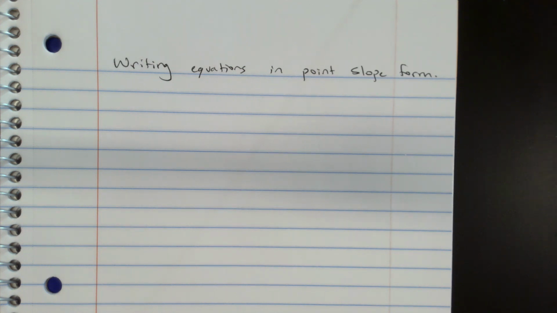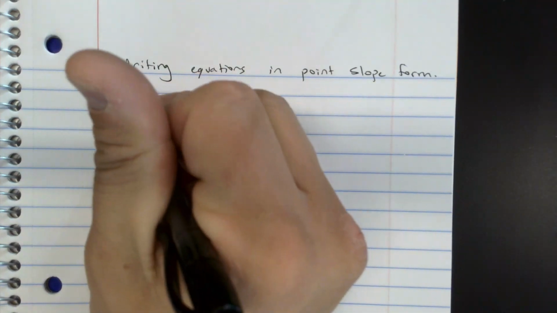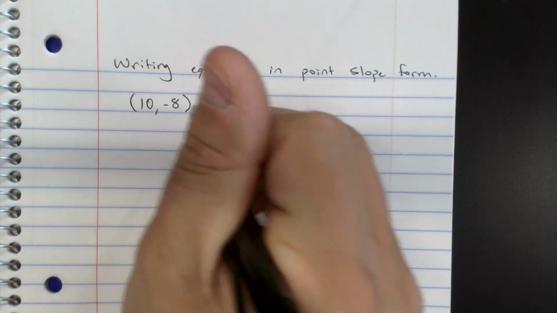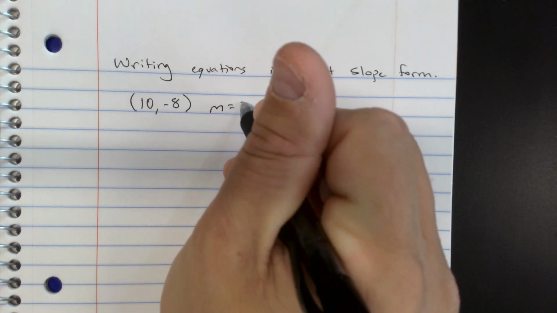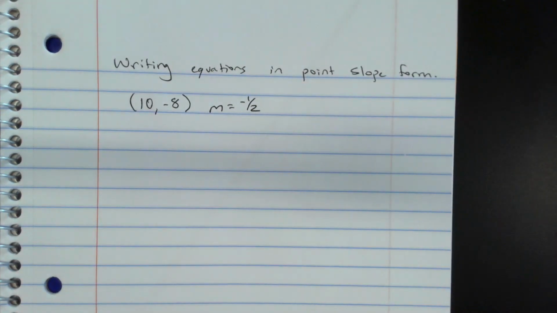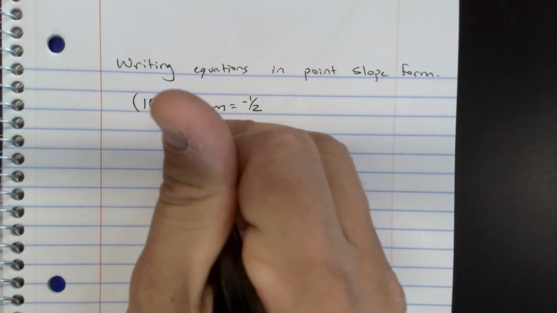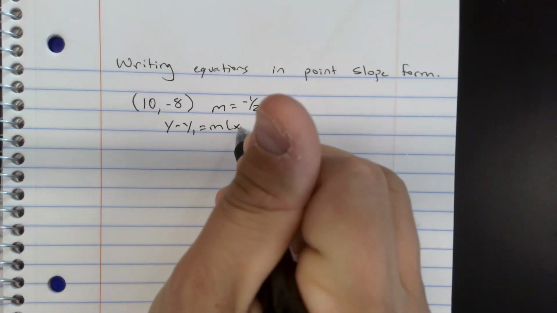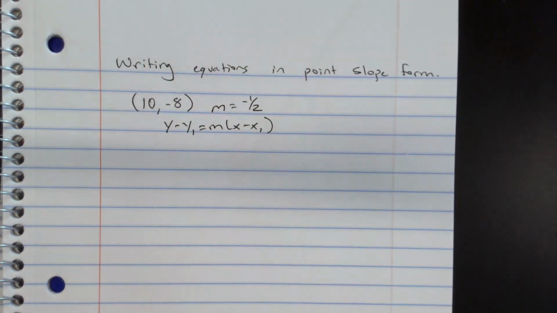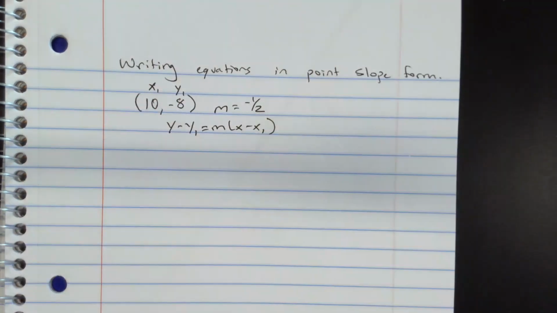So for example, if I told you to write an equation in point slope form, and the point that I'm given is (10, -8) and a slope of -1/2. Remember, point slope form is y minus y1 equals m times x minus x1, right? So if they give you a point and a slope, this is x1 and this is y1, right?